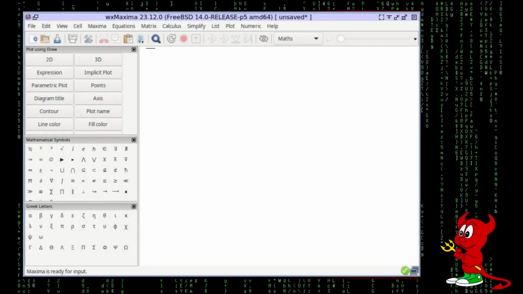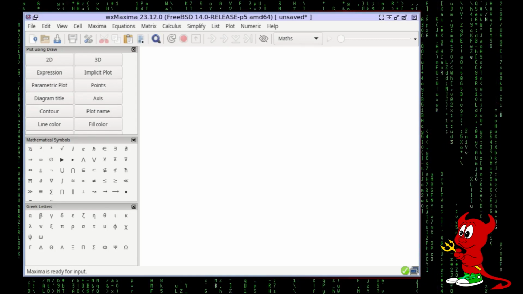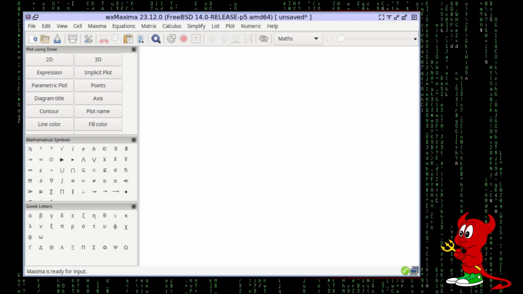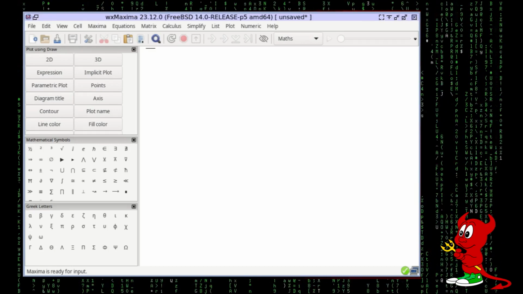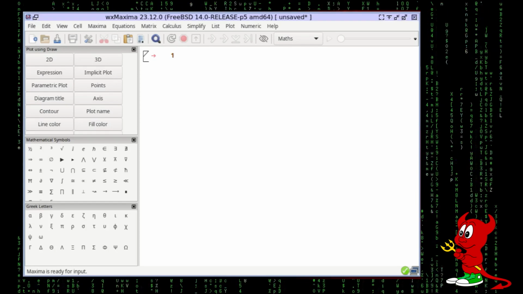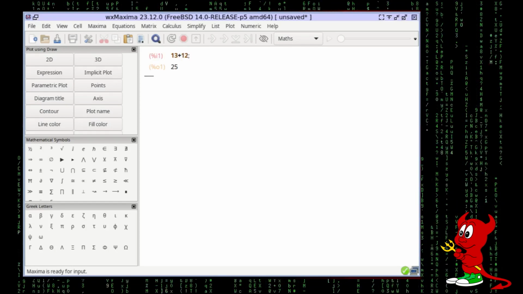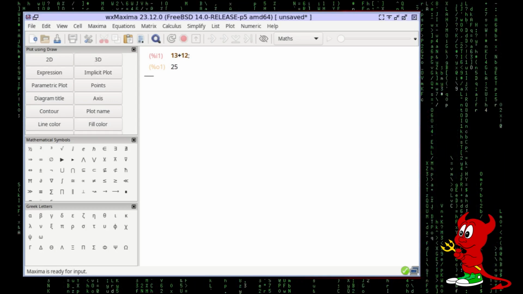Another great software is wxMaxima. With this software, kids can learn about mathematics. Let's have a look. Can we also sum two numbers? 13 plus 12. Shift Enter. Yes, we can. The result is 25 as expected.